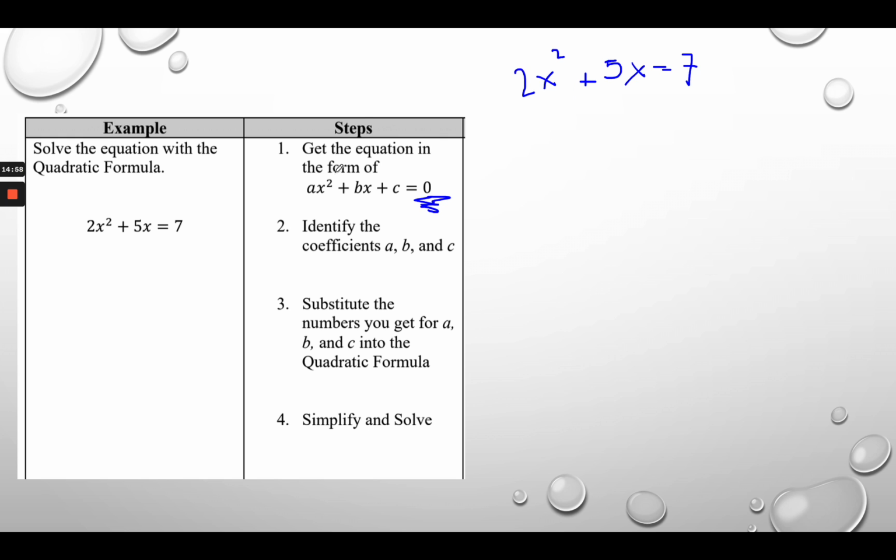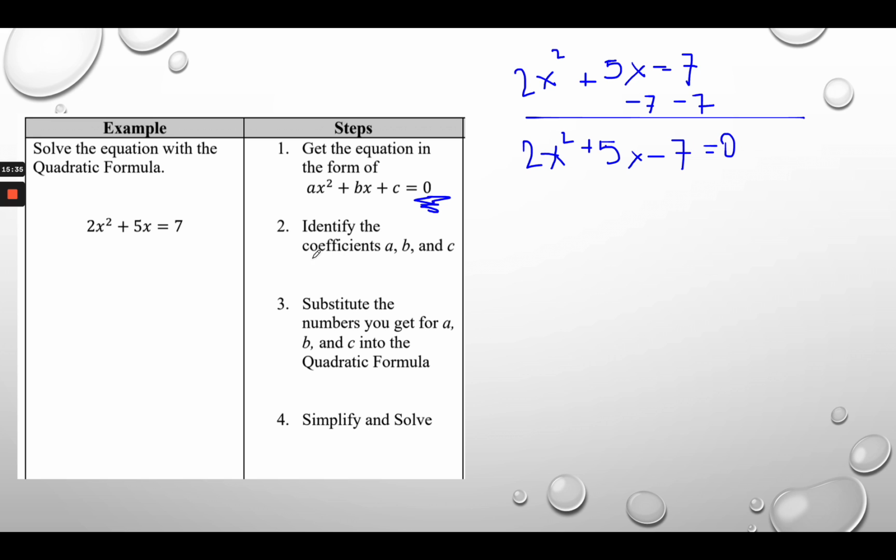First step, get the equation in the form of ax squared plus bx plus c equals 0. Well, we have ax squared plus bx, but then we have equals 7, not equals 0. So we need to bring the 7 to the other side by subtracting it. This 7 is not like terms with anything over here, so when we rewrite it, it's just going to be 2x squared plus 5x minus 7 equals 0.